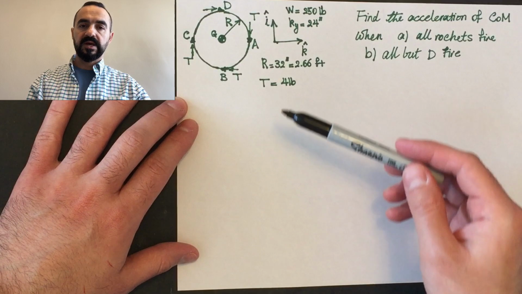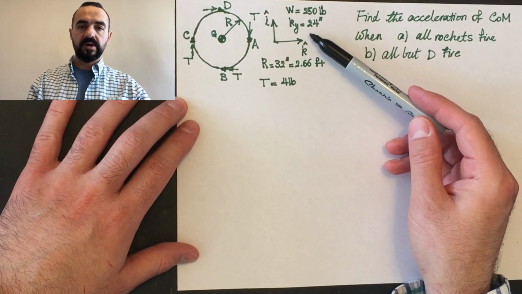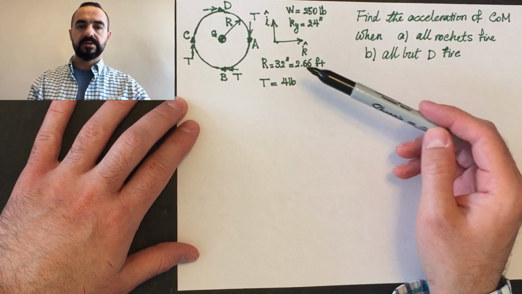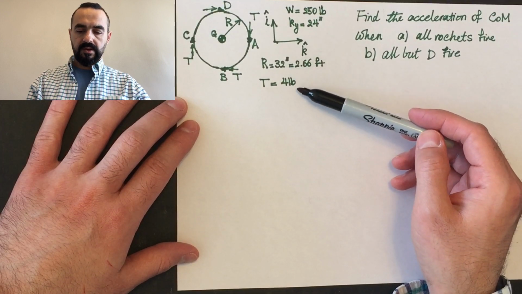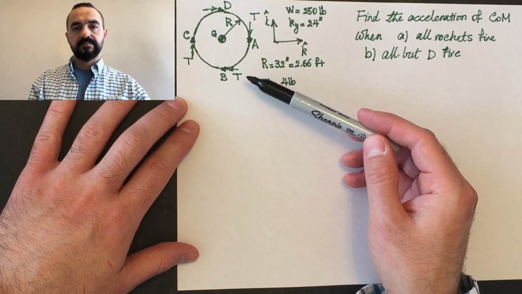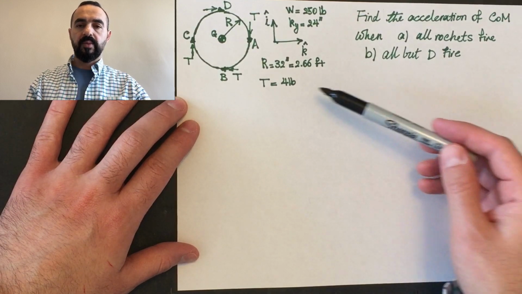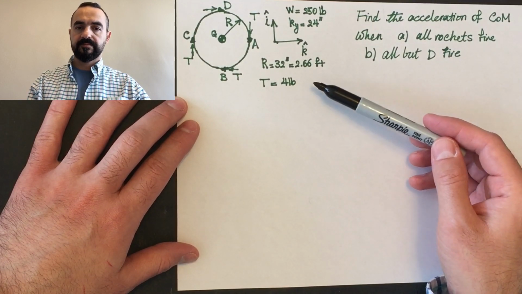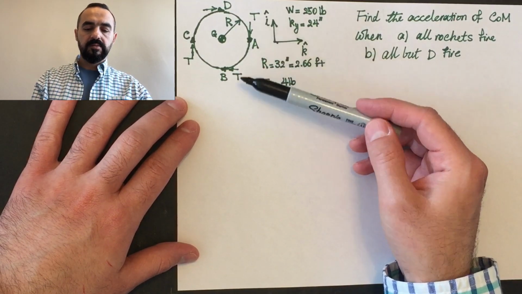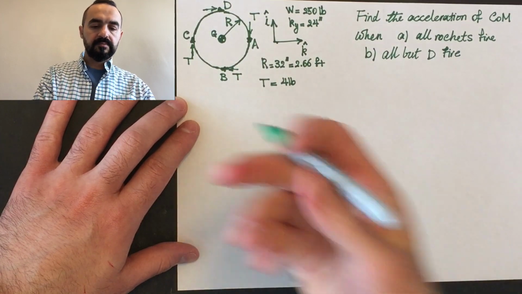The weight of this satellite is 250 pounds. The radius of gyration is 24 inches. The radius is 32 inches. And each of these thrust forces, when they are on, when they fire, is 4 pounds force. We have T, T, T, and T. Let me also add this T here.